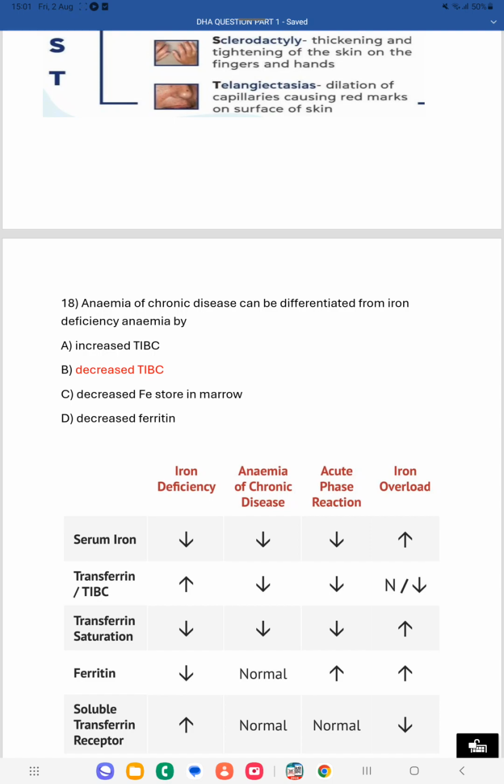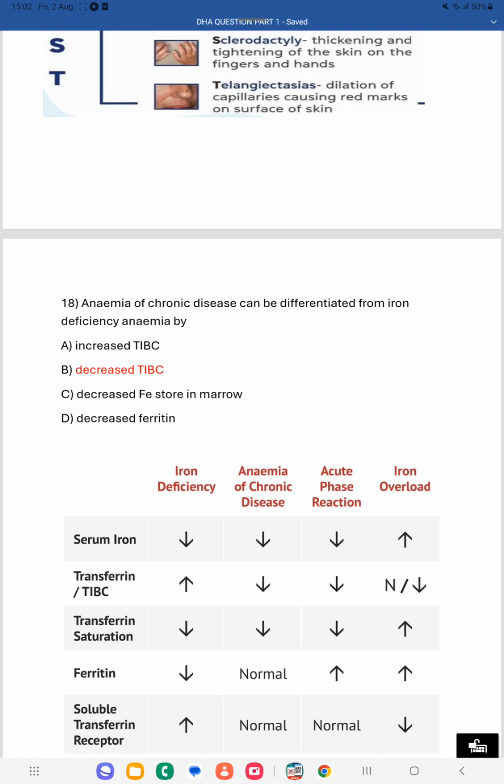TIBC is total iron binding capacity. Total iron binding capacity indicates how much iron is circulating through our body, especially in the blood circulation. So in anemia of chronic disease, whatever iron is there has already been utilized, and because of that you will be getting decreased TIBC. Another thing we can differentiate is the normal or increased serum ferritin we can see in anemia of chronic disease.